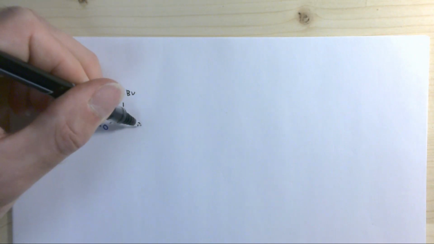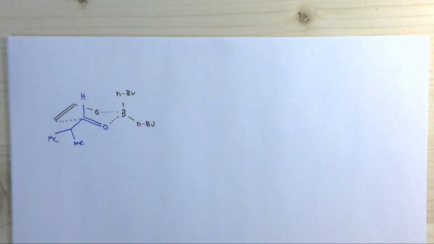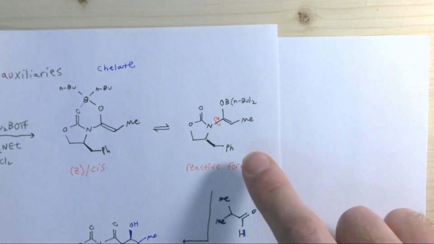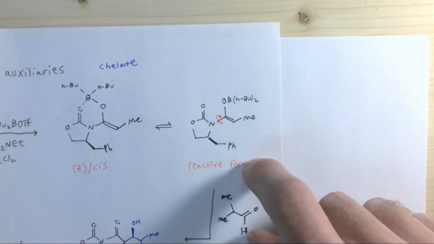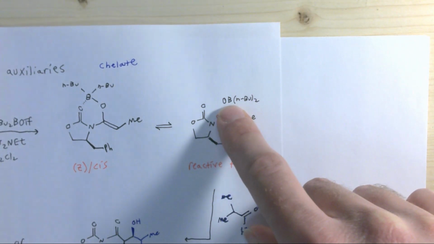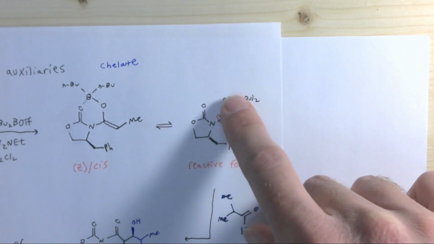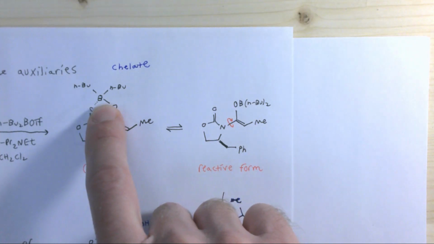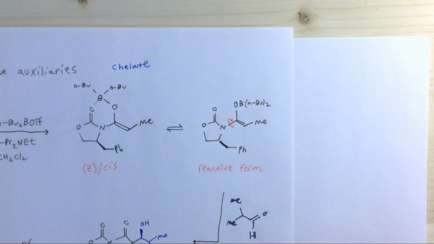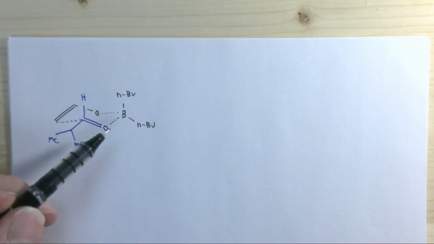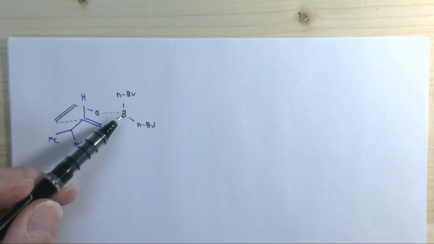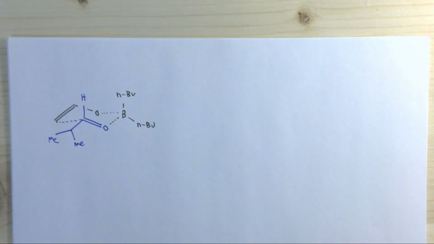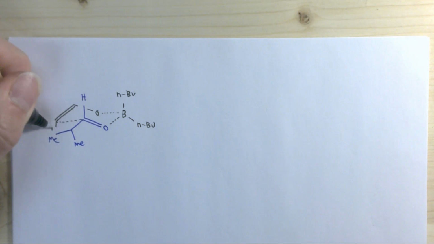And now you can see why this is the reactive form. I need the boron to have one free binding site. I need that vacant p orbital to be open. If it's chelated like this, I can't bind another group to the boron. And if I want to bind another group to get to my Zimmermann-Traxler, it needs to be free like that. So that's why that's the reactive form. Now I can go ahead and fill in my methyl group here and my H there.